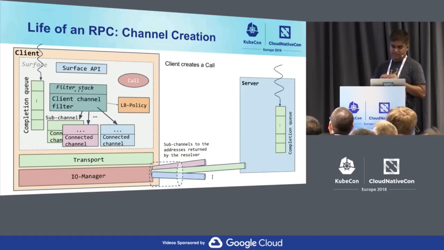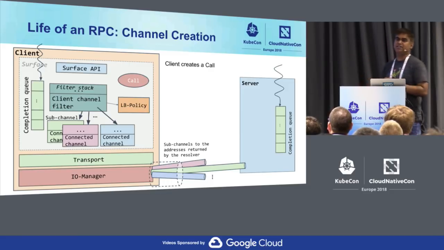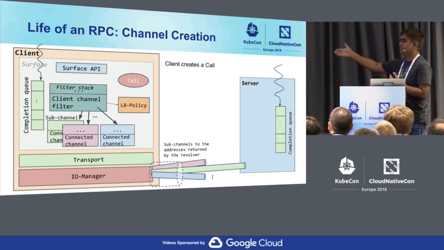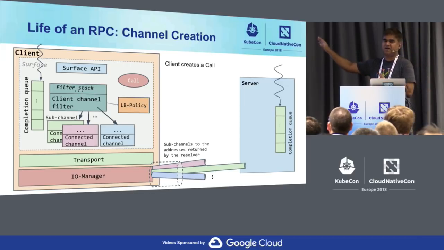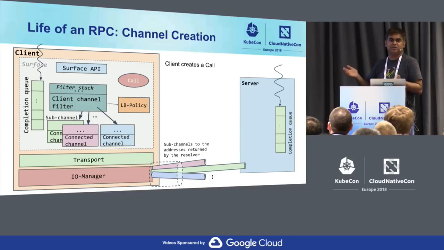Now, client applications call an API to create a call. That creates some memory for a call object. Keep in mind that at this point, this call is not bound to any of the subchannels. Right? We know that the call is bound to a channel. We are creating a call over the channel, but it's not bound to a subchannel. That happens only when some operations are started on the call.